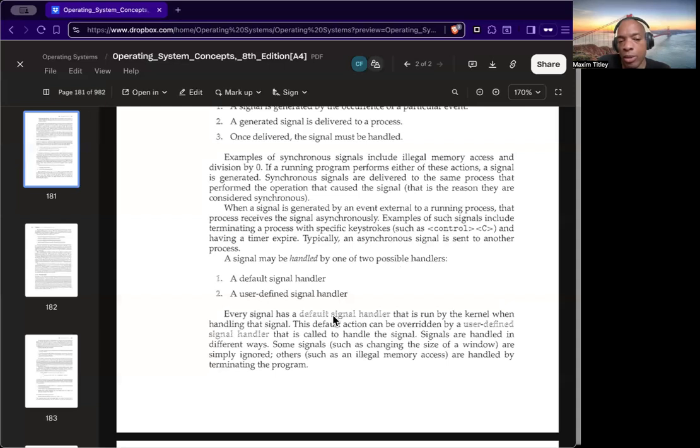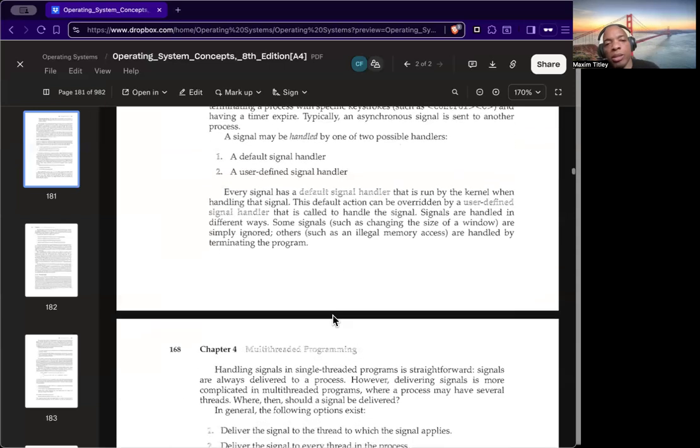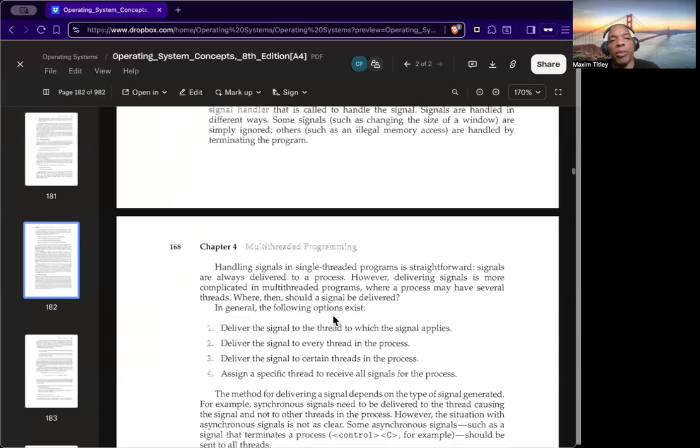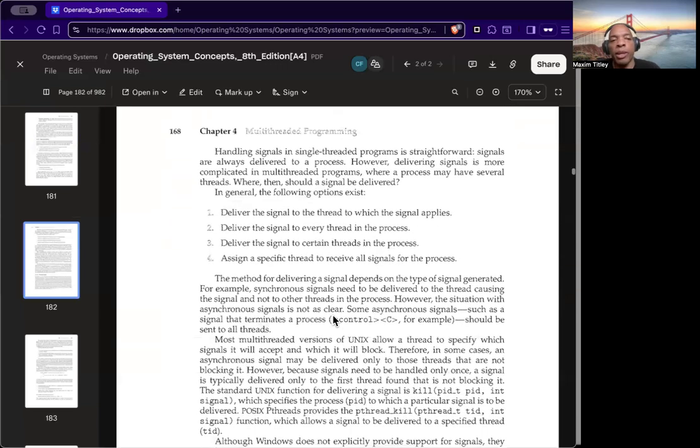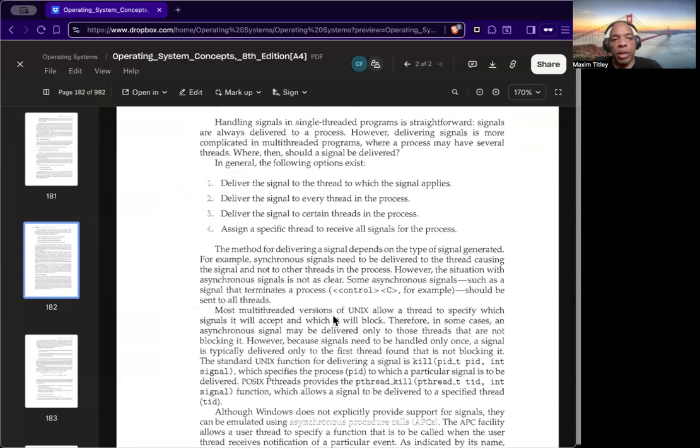And signals are handled in different ways. Some signals, such as changing the size of a window, are simply ignored. Others, such as illegal memory access, are handled by terminating the program. Now, let's suppose that I wanted to actually draw some sort of analogy to all of this. All right. First, let me pause to see if there are any questions thus far.